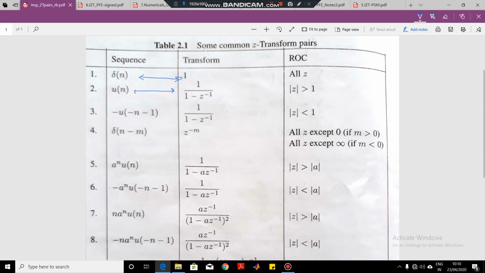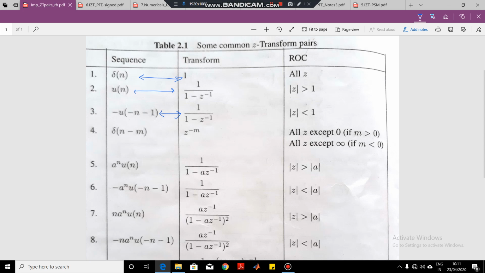Okay, so we can remember one thing, should conclude one thing, that when there is a causal signal, the ROC is always exterior of the circle. This is the property of ROC, if you remember. And when there is a non-causal signal, like minus u of minus n minus 1, we see that both the z transforms are same.